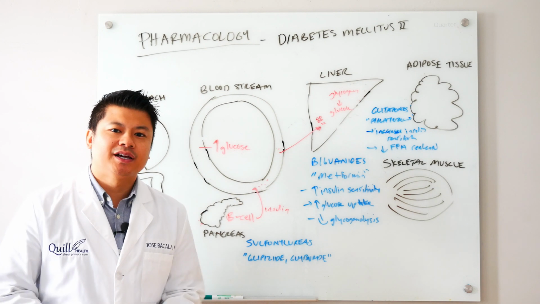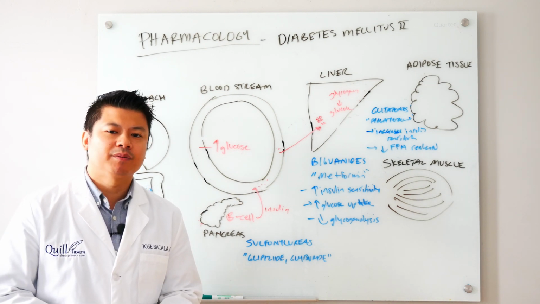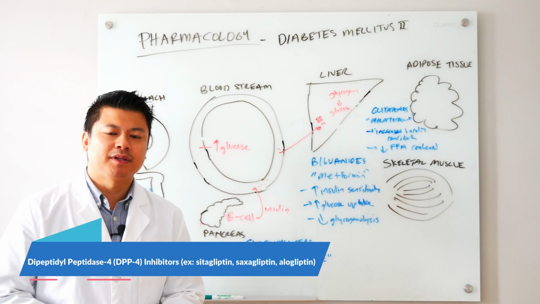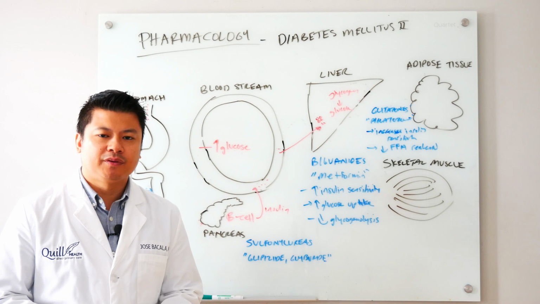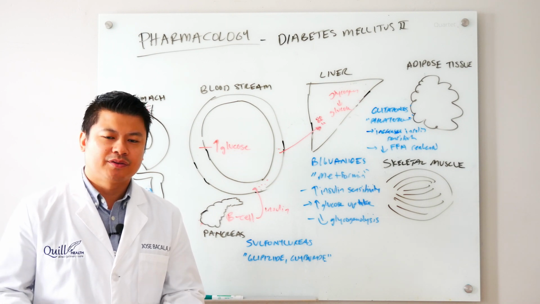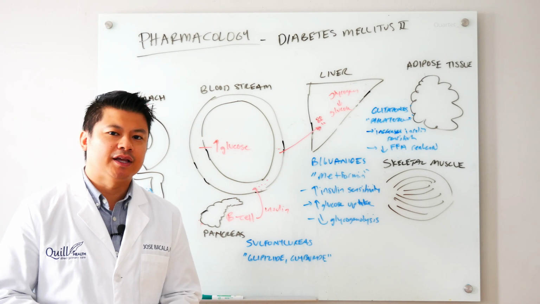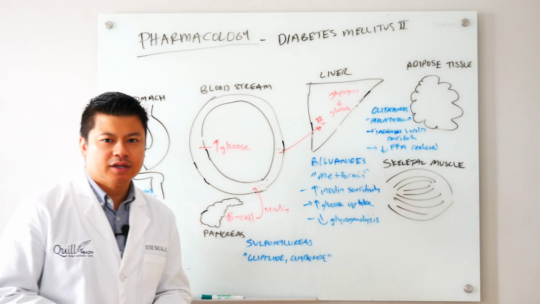All right, so the next medication that we're going to talk about, our class of medications, are called DPP-4 inhibitors, which are dipeptidyl peptidase 4 inhibitors. And medications that we know of in this class are sitagliptin, linagliptin. These are those type of generic medications that are in that class. They also work in the small intestine.